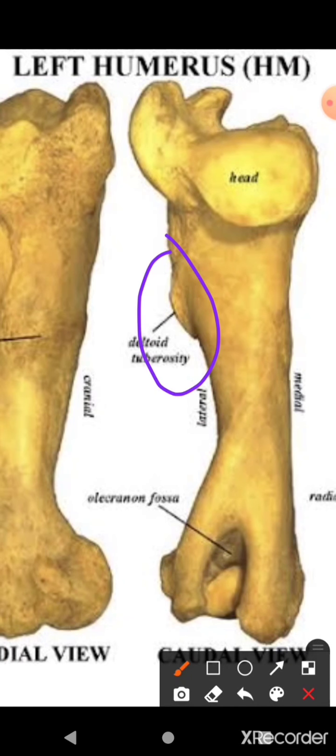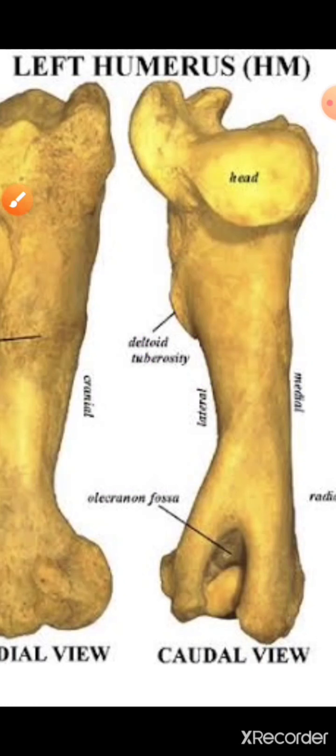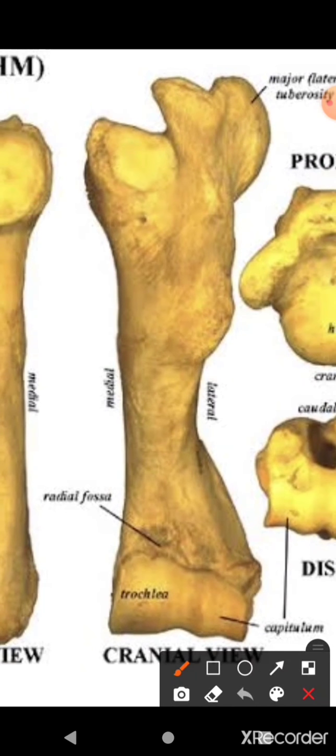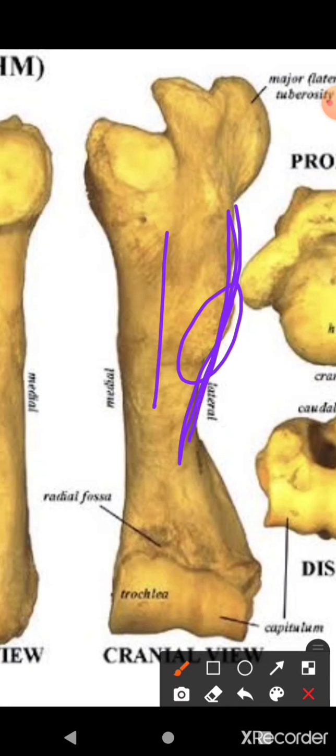This is present just above the middle of the crest of humerus. This is the crest of humerus which tries to separate the lateral surface from the anterior surface. Above the middle of the crest of the humerus, a small bony tuberosity is present that is known as deltoid tuberosity. Here you can also appreciate the deltoid tuberosity. This is the crest of humerus which will separate the anterior surface from the lateral surface.